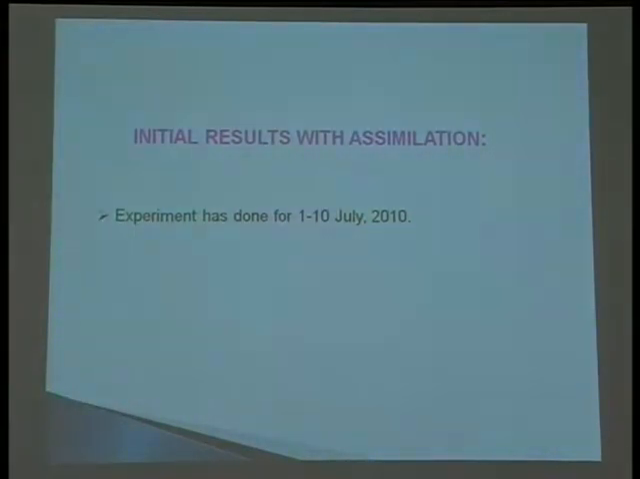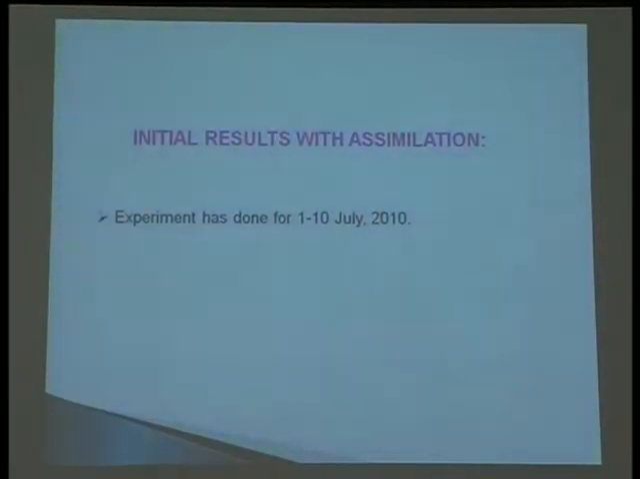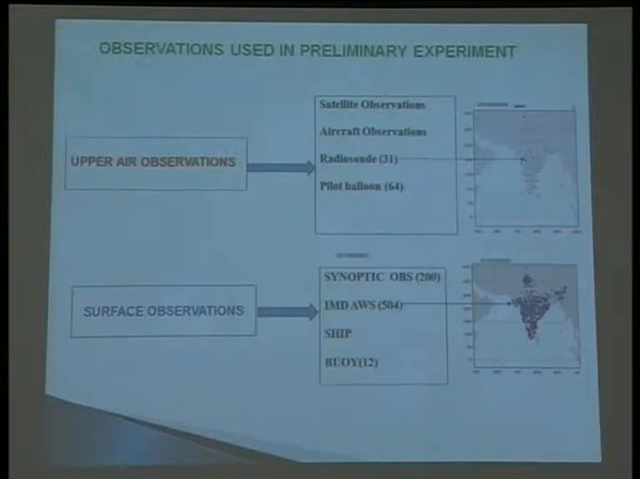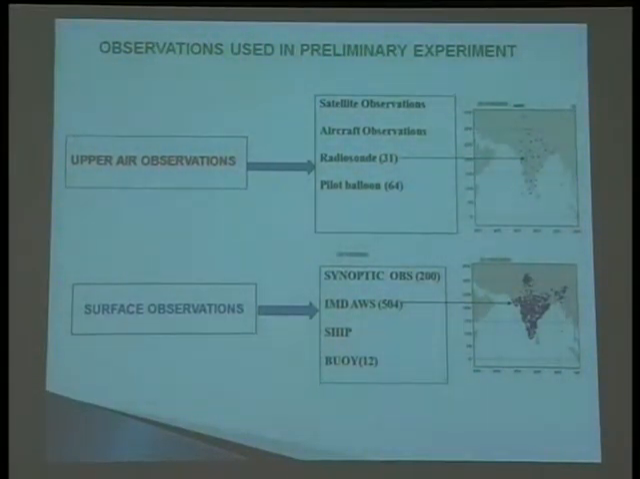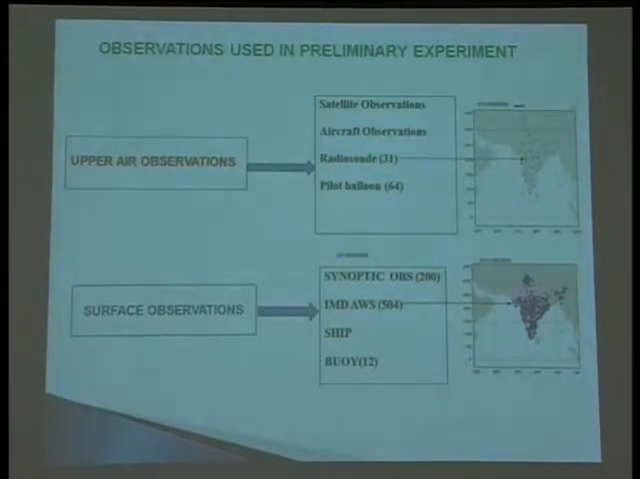I used this technique, and I have done this experiment for 10 days, 1st to 10th July of the monsoon 2010. This is the period which is the transition from break to active condition. Generally, models can predict the break better than the active spell, so I have looked at the active period. These are the different observations used in my study. I have taken upper air observations and surface observations from different data sources during the period.